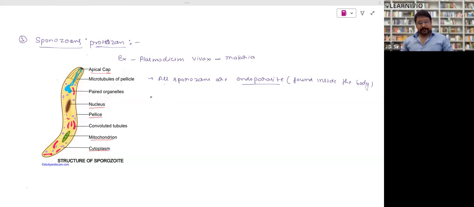Nutrition is parasitic. Parasitic mode of nutrition, I have already told you, right? And the body is covered with pellicle. Again, pellicle is found. I have already told you what the pellicle is, right? Pellicle, you know, is a stretchable membrane. It's found outside of the body. And contractile vacuole is absent.